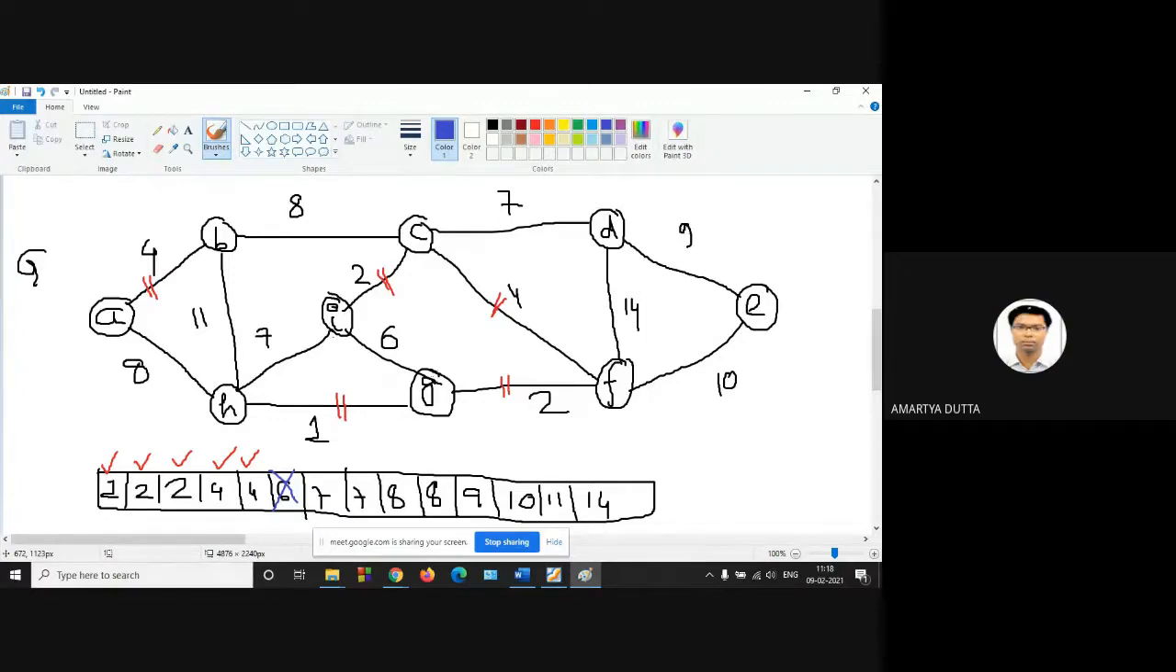Okay, so we can't take this 6. Next one is 7. Can you take the 7? C to D. Okay, C to D is complete. Next 7, I to H.